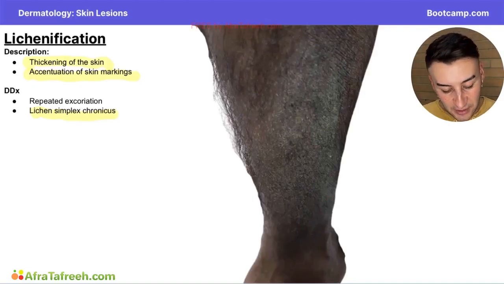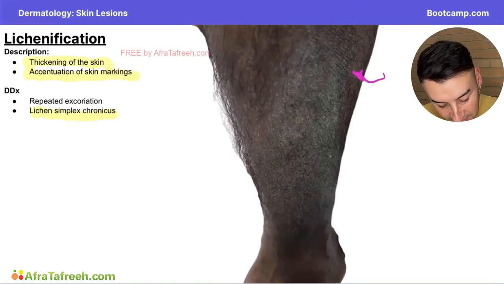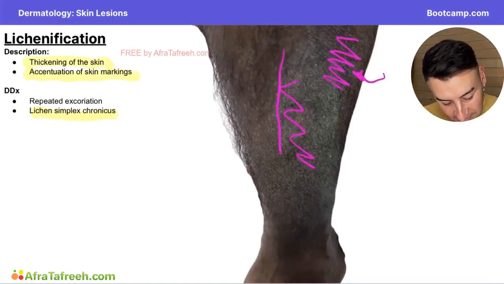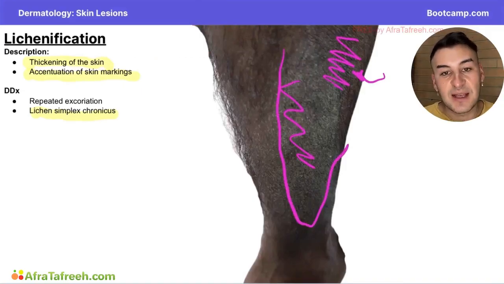And we'll see here there's an example of this person's skin. You can see these accentuated skin markings up here and this excessive dryness. This is exactly what lichenification will look like on exam.